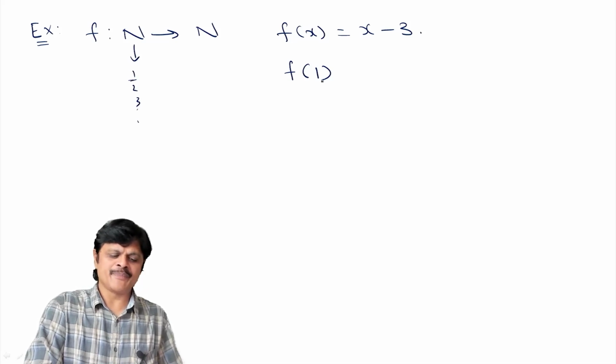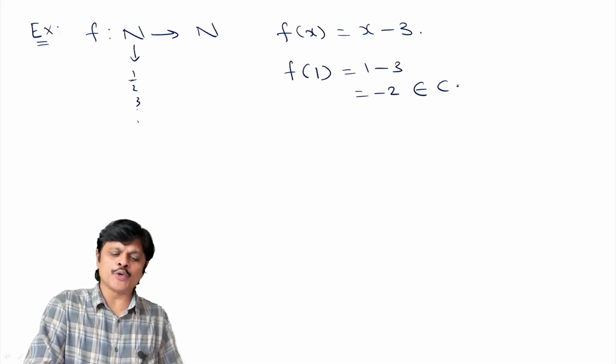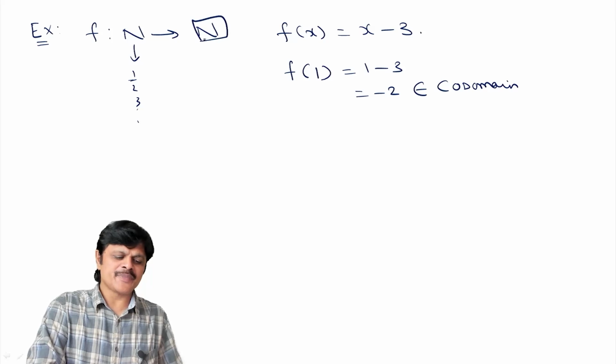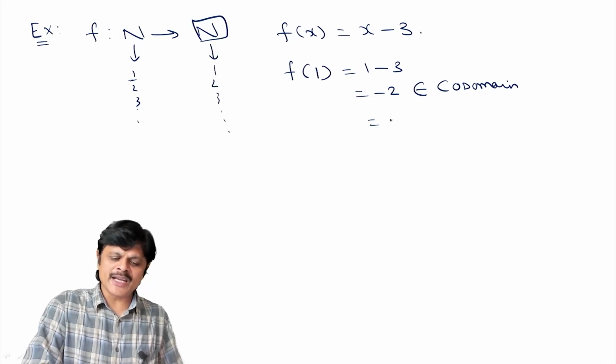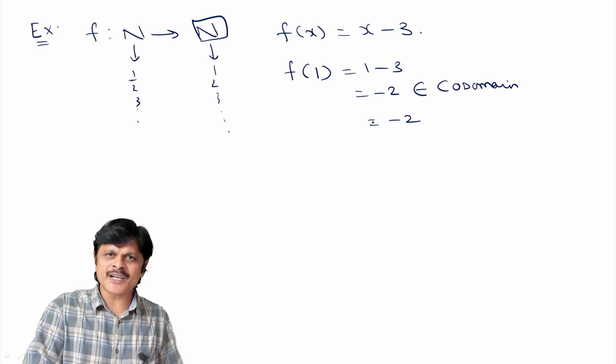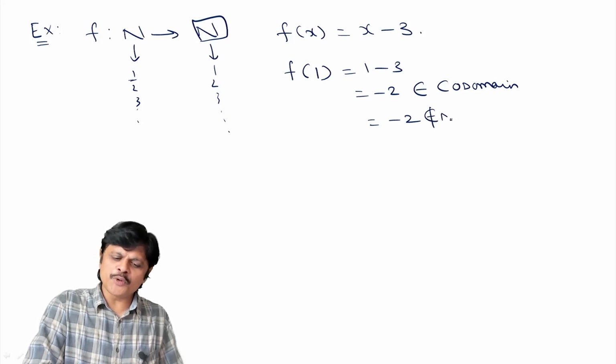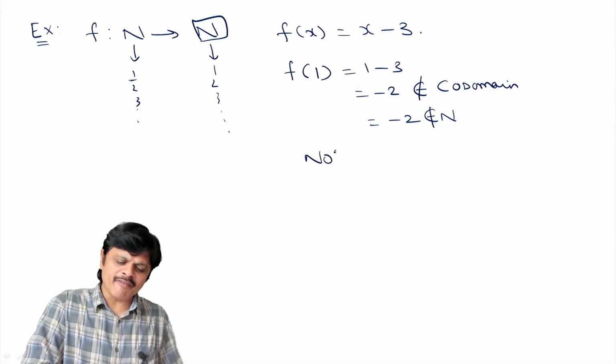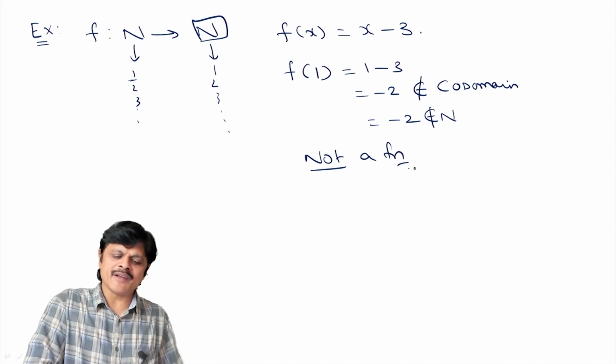I take 1. f(1) is how much? 1 minus 3, which is minus 2. And this minus 2 should belong to codomain, then only it is a function. What is codomain in this case? It is the natural number system, 1, 2, 3 and so on. So does this minus 2 belong to codomain, correct or wrong? No, because codomain is the natural number system, so it is wrong. So it is not a function first of all.